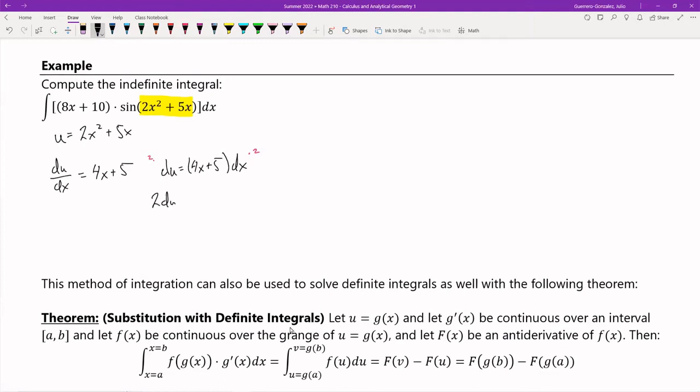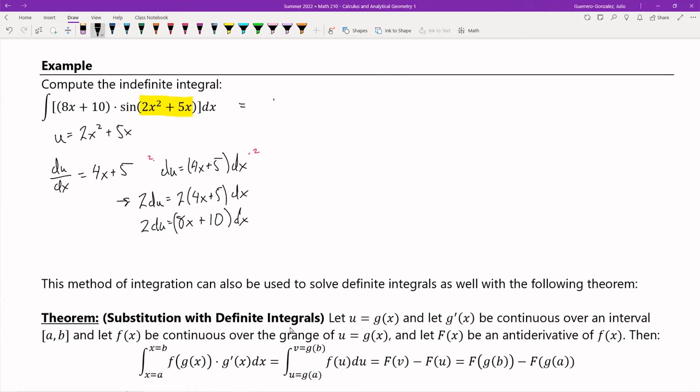2 du is equal to 2 times 4x plus 5 dx. So then now we get 2 du is equal to 8x plus 10 dx. Now I have the derivative that I'm looking for. Does that make sense? But in this case, I had to multiply it by 2. So now my substitution is going to be 2 du.